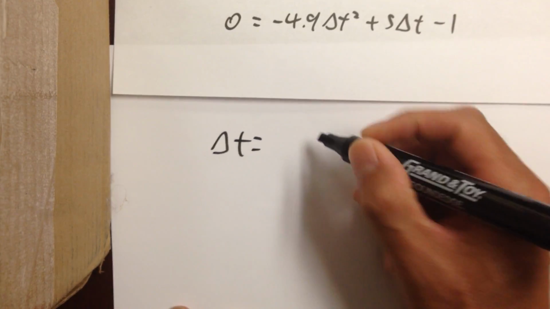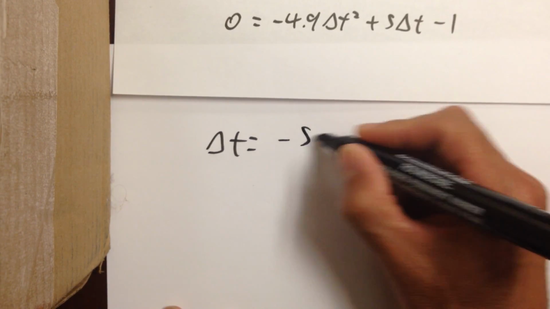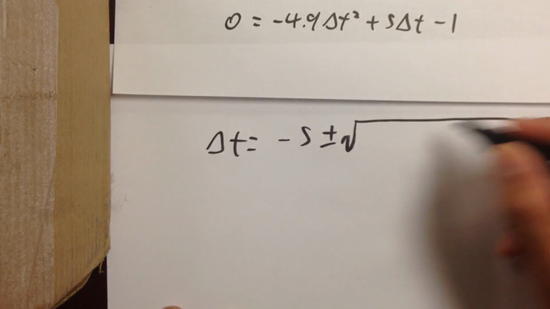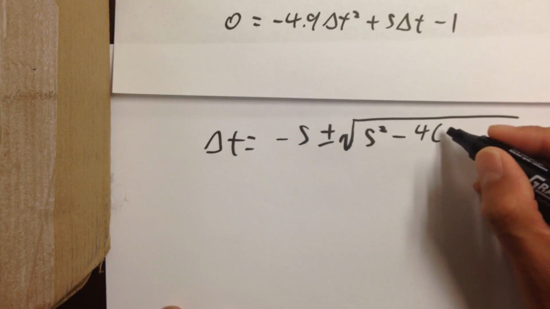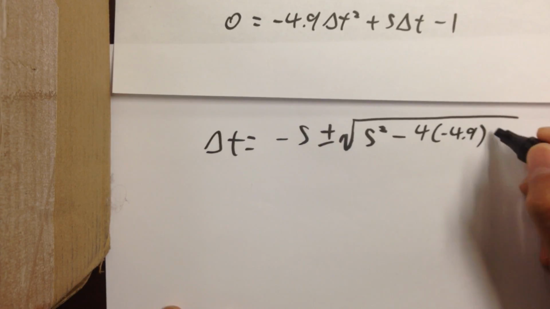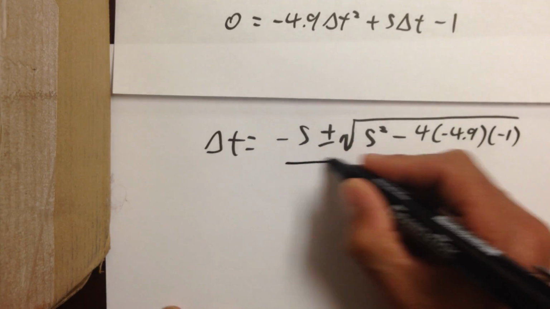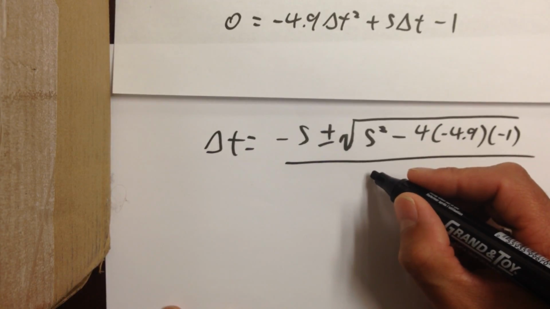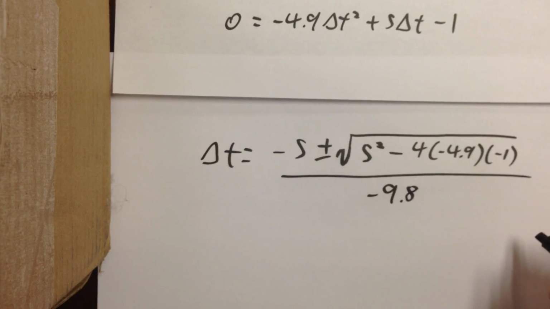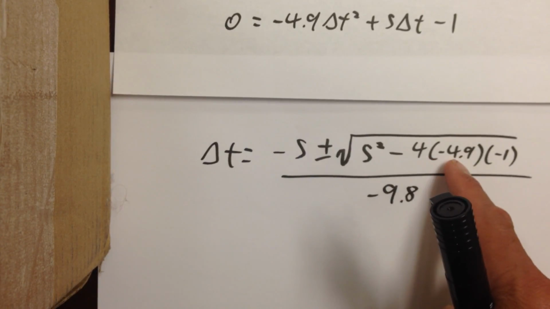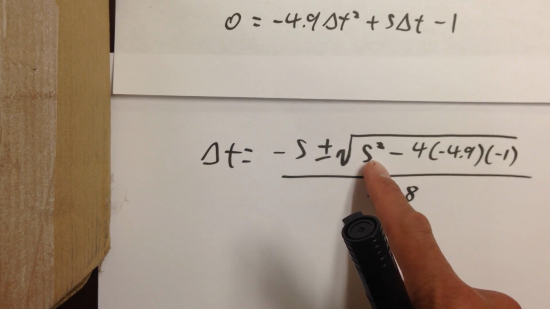So delta t is negative 5 plus or minus the square root of 5 squared minus 4 times negative 4.9 times negative 1. This is going to work. All over 2a, so that's negative 9.8. Here's how I know it's going to work. 4 times 5 is less than 5 times 5.